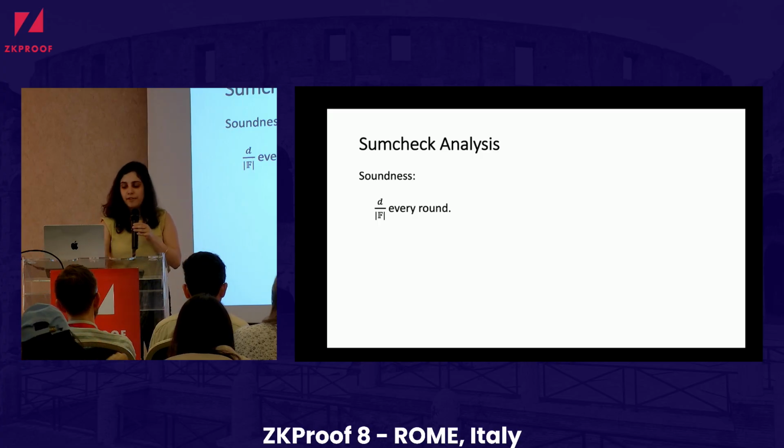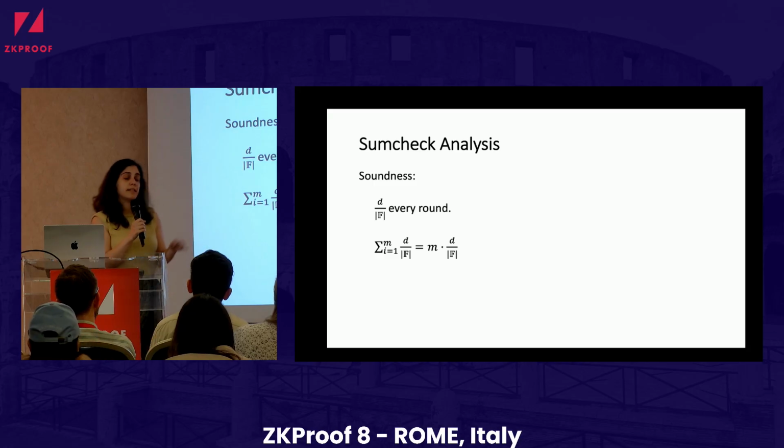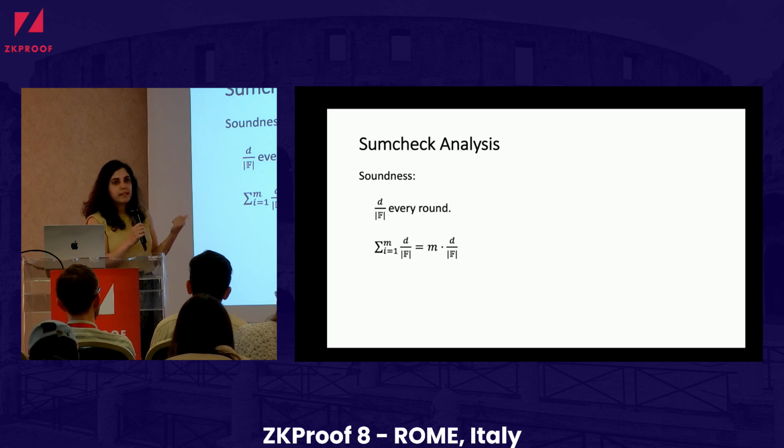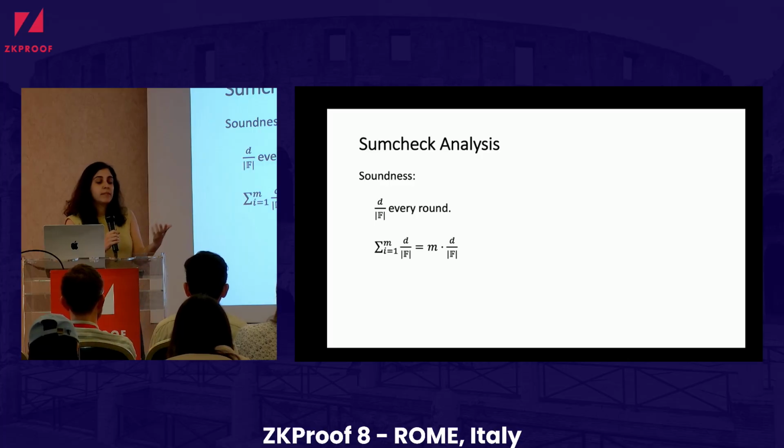So this happens every round. And if we accumulate this error for all rounds, this is m times d over the field size. Now m is just log n, which means that if the field is a constant size field, this is meaningless. So to have any meaningful soundness, we need the field size to be at least m, which is at least log n, which then means we will be paying something like log n.